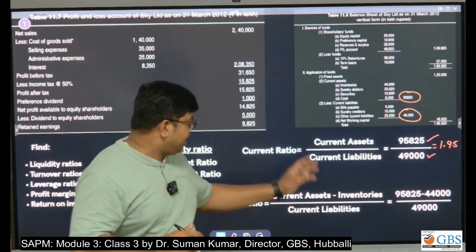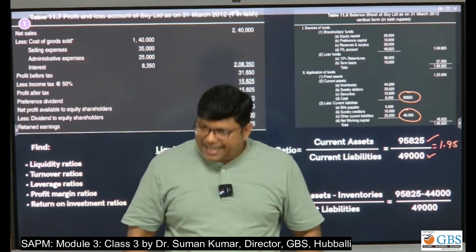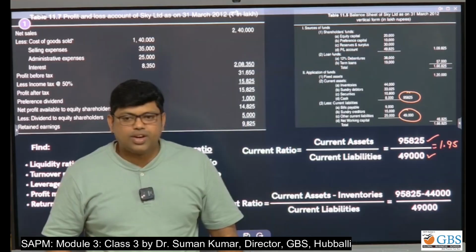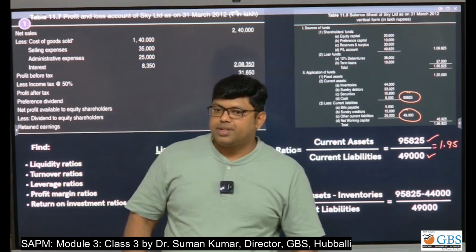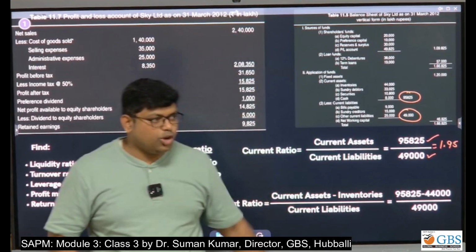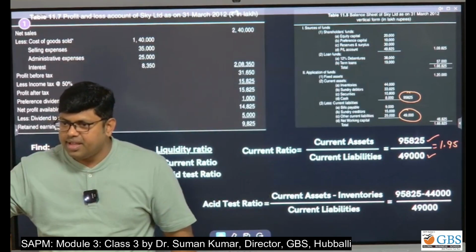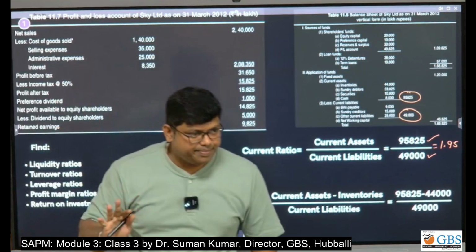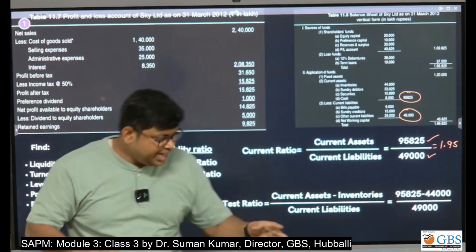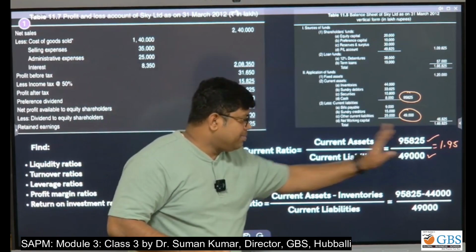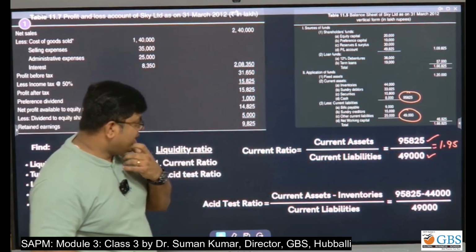So is the current ratio of this company correct? What is the ideal ratio? 2:1. It's a good current ratio they have. Ideal as per the theory is always 2:1. As per theory we should go, no problem. That is a good current ratio.